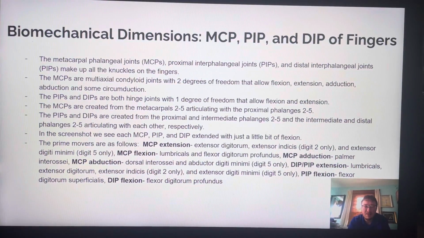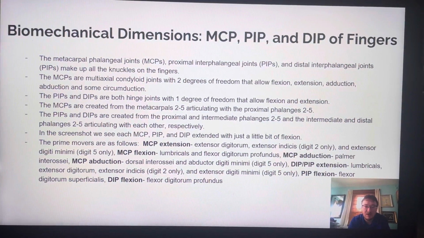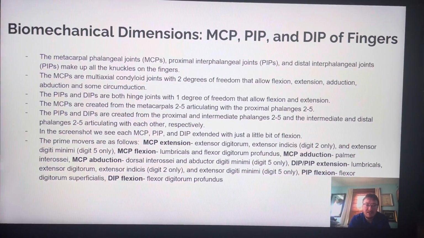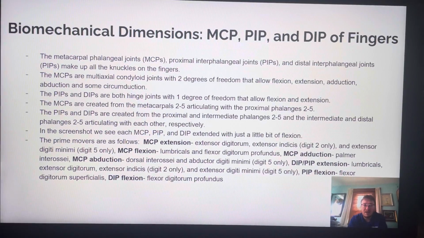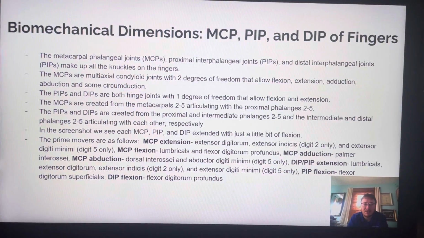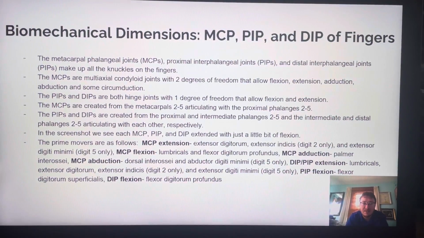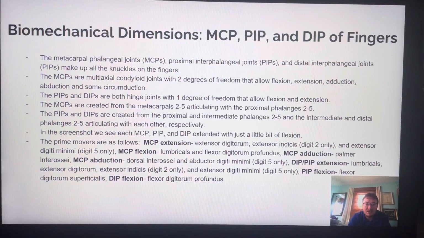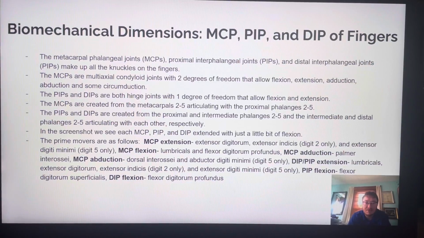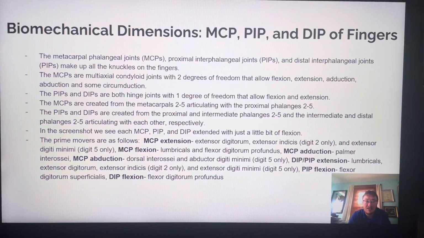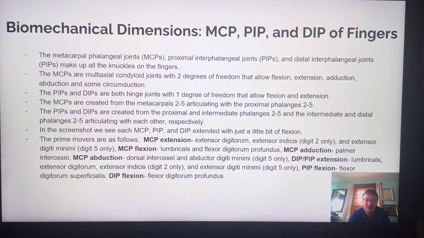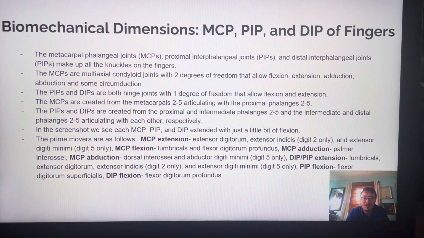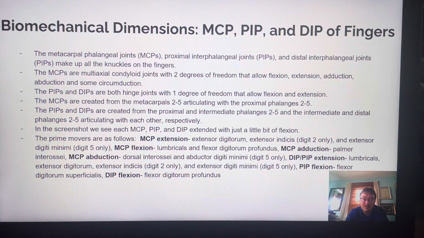a little bit, so we think that's more relaxed, but if there's anything going on, there's abduction at the MCPs, and then the fingers are extended with just a little bit of flexion, and we think that's more because of the lack of firing from the extensors than firing from the flexors. The MCPs are multi-axial condyloid joints with 2 degrees of freedom that allow for flexion, extension, adduction, abduction, and some circumduction. The PIPs and DIPs are both hinge joints with 1 degree of freedom that allow for flexion and extension.